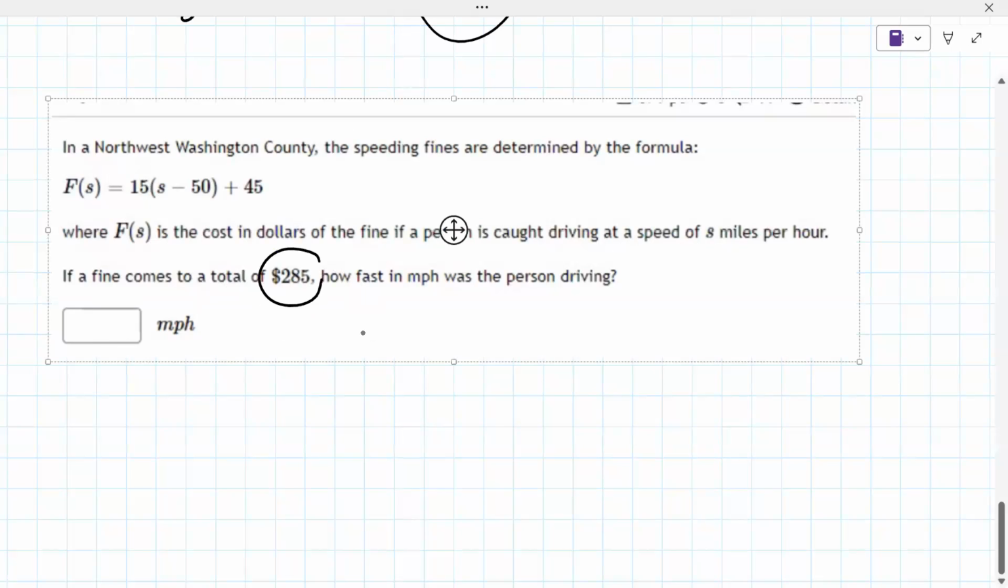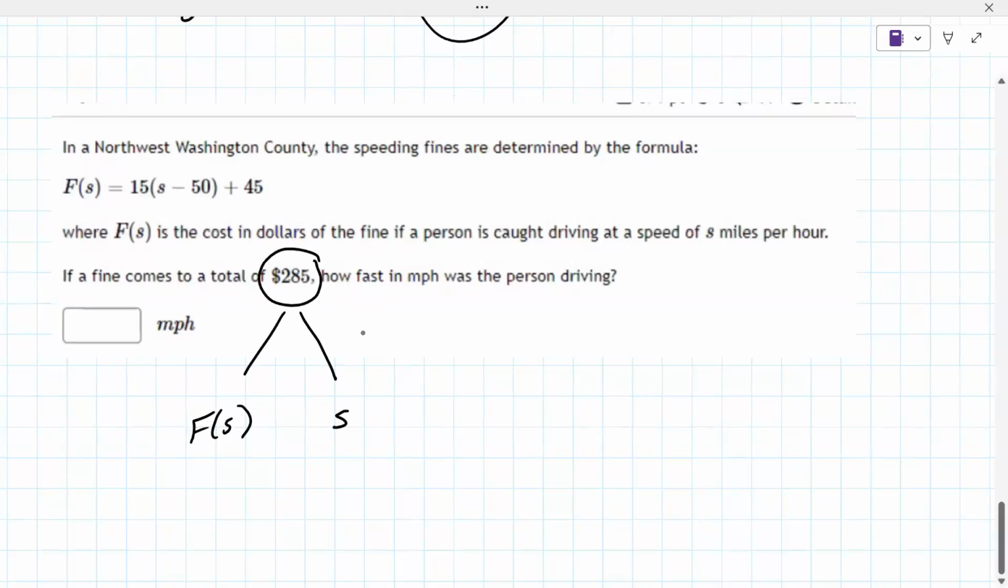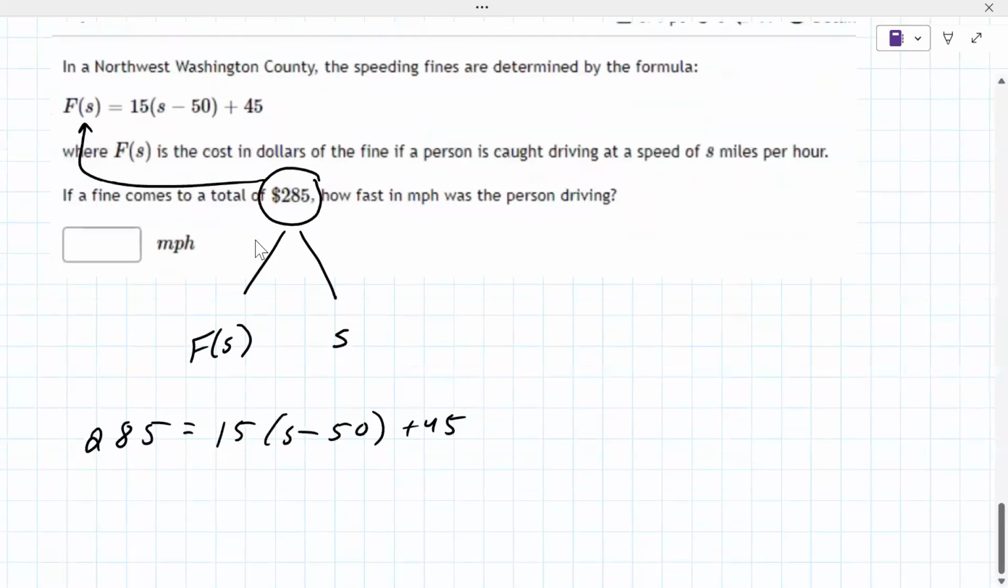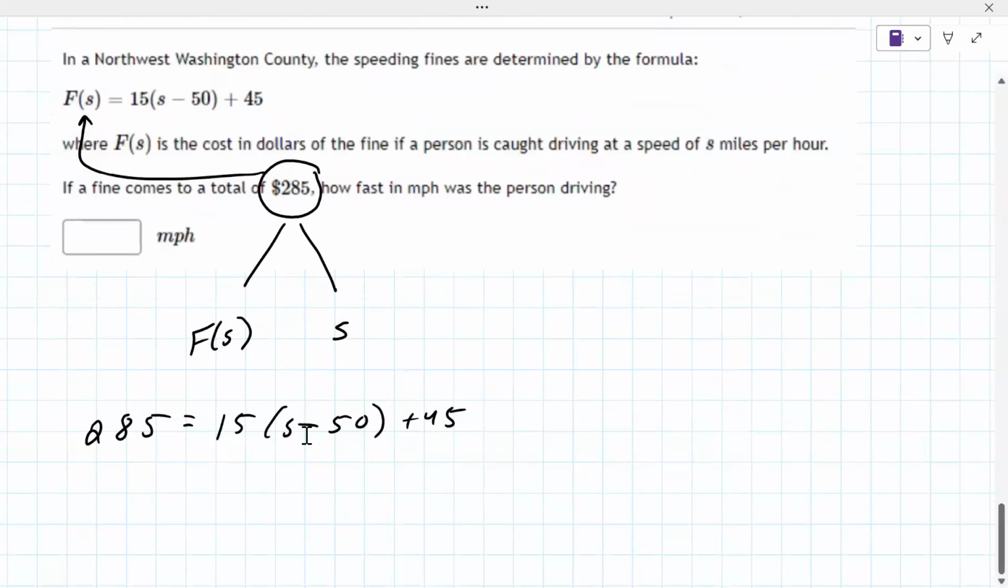So what you have to decide is, is this f of s or is this s? The way to determine that is to look at what f of s is. It's the cost in dollars. s is the miles per hour. So that $285 is the cost, so it's going to be the f of s. So you plug the whole equation in, setting it equal to 285: 285 equals 15 times s minus 50 plus 45.